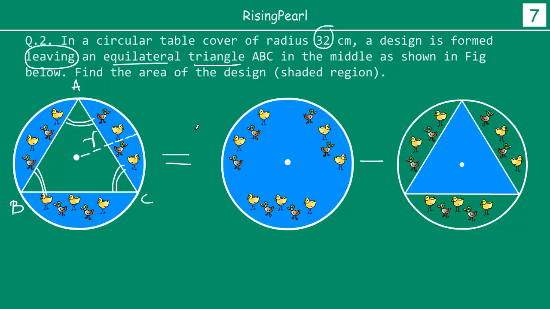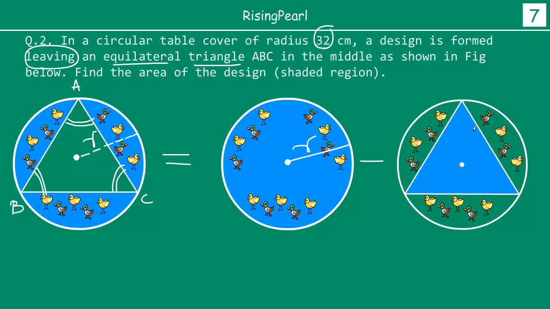Now, in order for us to find out the area of the circle, this printed stuff looks like some fancy farm animal kind of thing, but this is just the design, so we are going to ignore it for all practical purposes as far as solving the question is concerned. So now to find out the area, we need to know the radius. That's the only thing we need to know here.